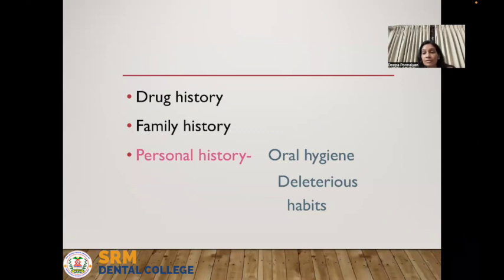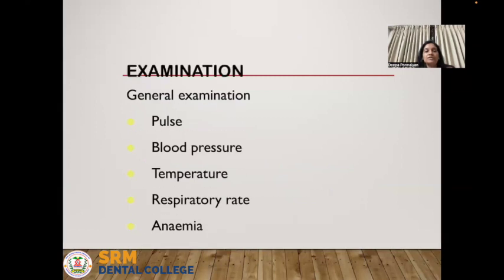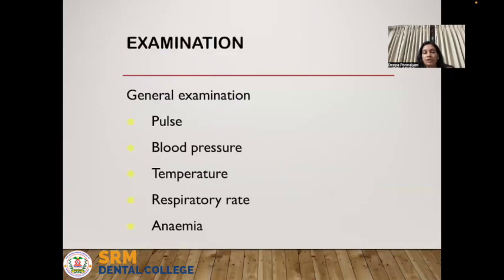Post which you also ask the patient if they have any drug allergies, if they have any family history, and then you ask about their personal history. What is their oral hygiene? What kind of habits do they have? Any deleterious habits, like if they're a pan chewer, a smoker, an alcoholic, all of those things. Okay. So once that is complete, we then proceed to the examination of the patient.